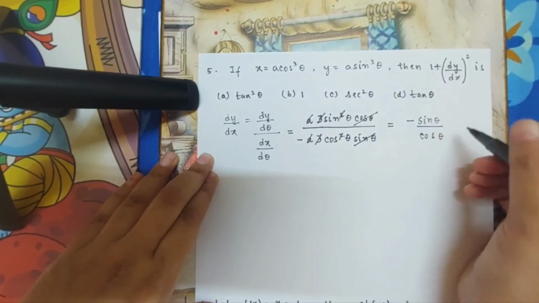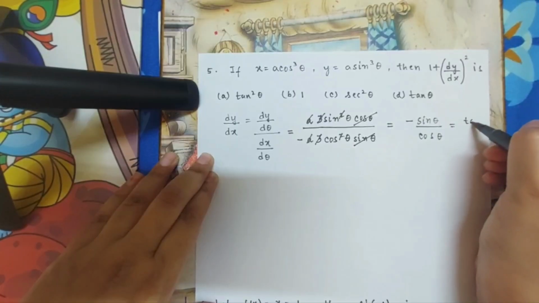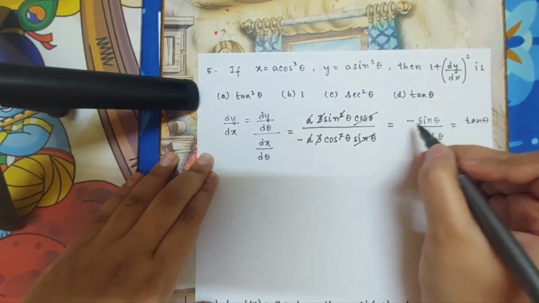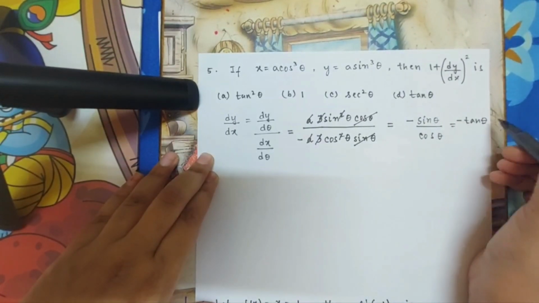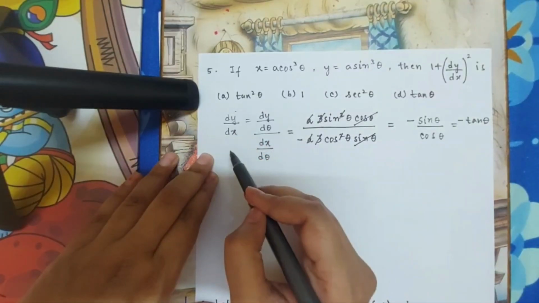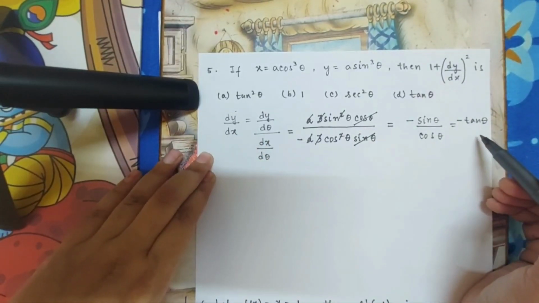Now sin theta by cos theta can be written as tan theta. Along with that we have a negative sign. Let us write as it is. So dy by dx is minus tan theta.